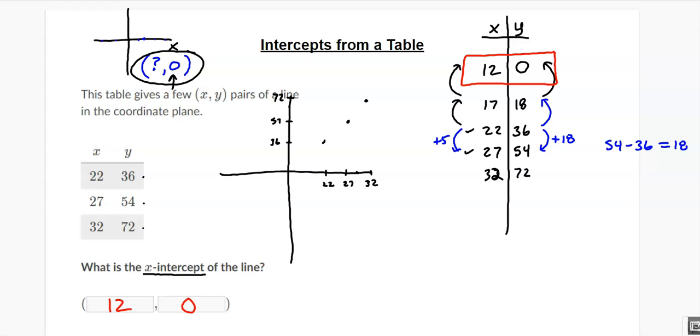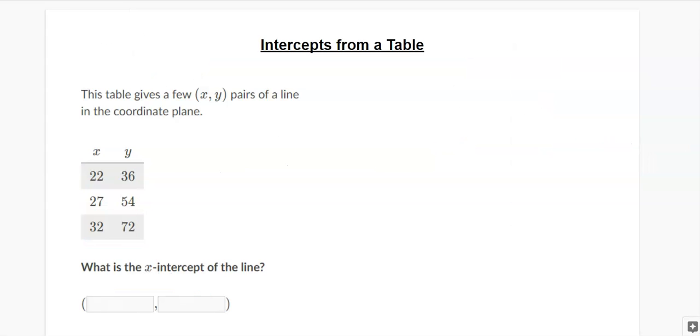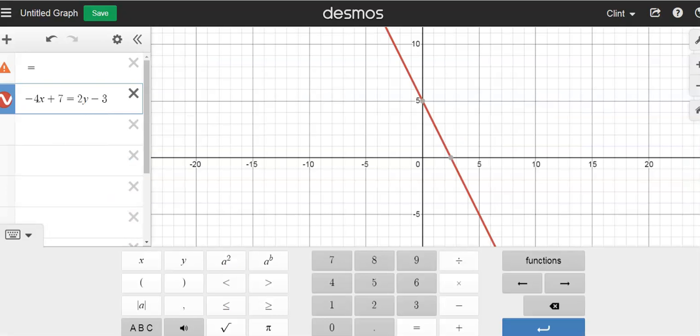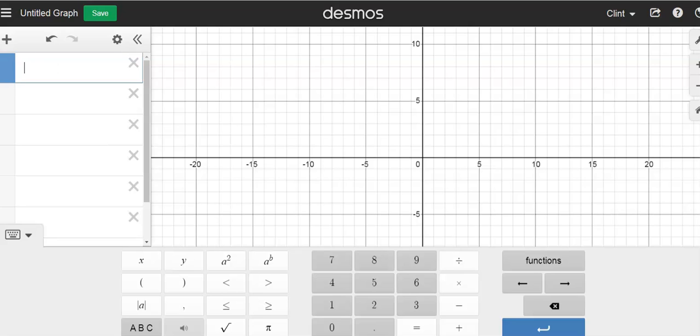Now again, you could always go to Desmos and punch in these coordinates, and then punch in this coordinate, and see if it forms a straight line. I'm not going to do that, but actually I'll do a couple for you. 22, 36. So let's go over here to Desmos. I'm going to get rid of that, and get rid of that.